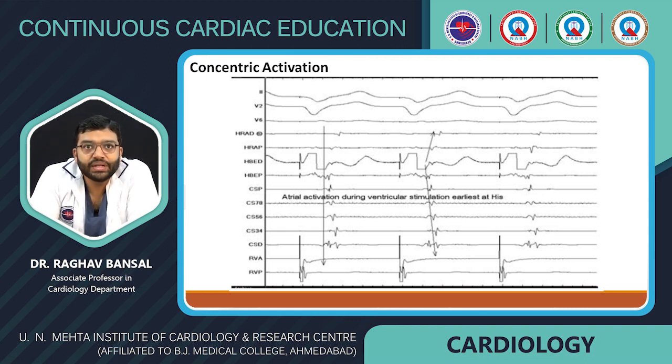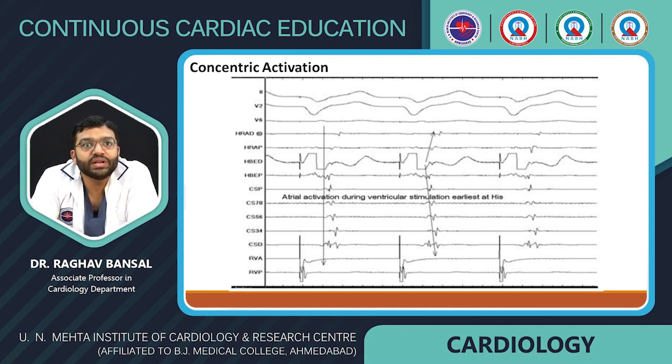Another important concept in EP study is concentric atrial activation and eccentric atrial activation. What we see here is the pattern of atrial activation which is happening when we pace the ventricle. So in this figure, the largest pacing spike is in the RV apex. So we are pacing from the RV apex, and when we pace from the RV apex, we get an LBBB kind of a pattern which can be seen as a QS pattern in the lead V2 on the surface ECG.